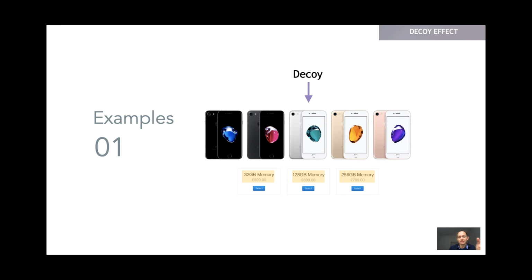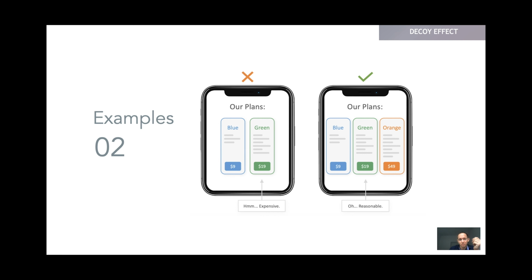You can see here one example with the iPhone. You can have the 32 gigabyte memory iPhone, then the 120 gigabyte memory iPhone, and then the 256 gigabyte memory iPhone, and then the decoy is the 128 gigabyte memory, which makes you go, oh yeah, sure, maybe I don't want the smallest one, but I don't want to pay money for the most expensive one, so I go for the decoy one, and it's highlighted as the most chosen one or something like this.